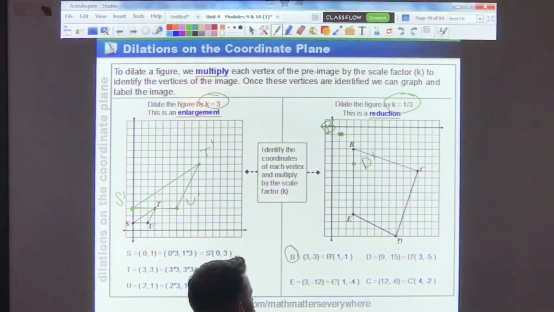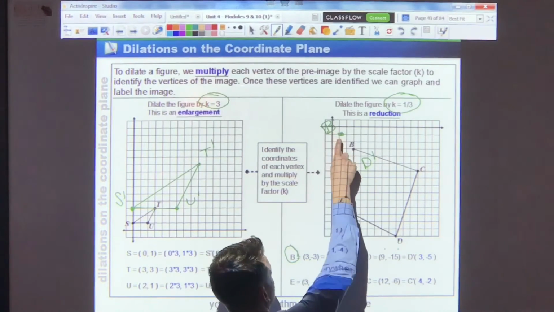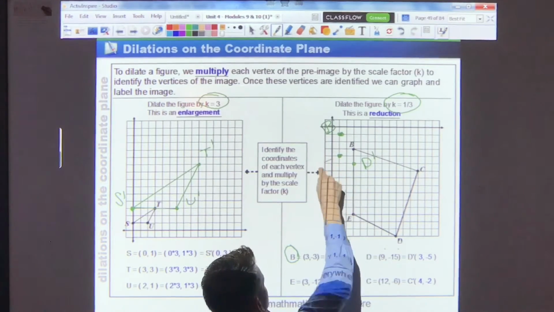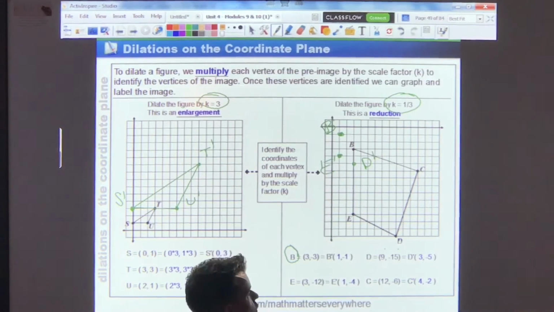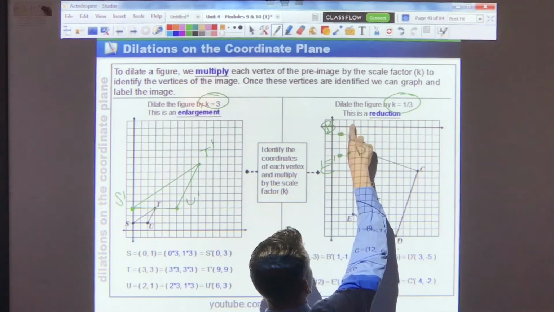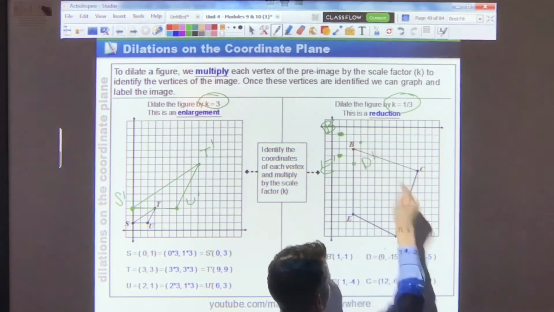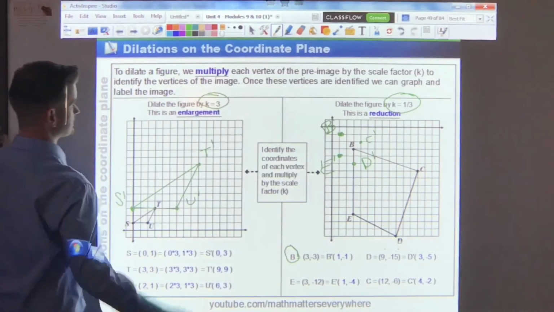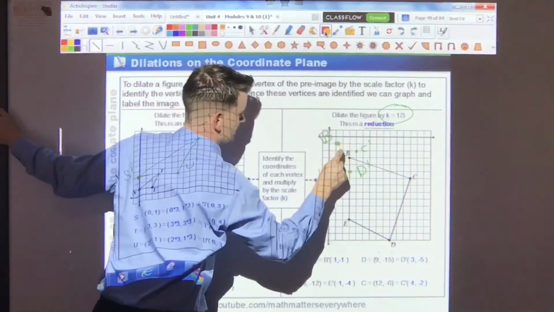So I've done B prime and D prime. I'm going to do E prime, which is 1, comma, negative 1, 2, 3, 4. That is my E prime. Make sure you label them carefully, because if you mess up one of the labels, the B, the C, the D, or the E, the whole thing's wrong. We're going to do C prime. 1, 2, 3, 4, down 1, 2. That gives me C prime, and I can go in and play connect the dots to finish off this reduction.